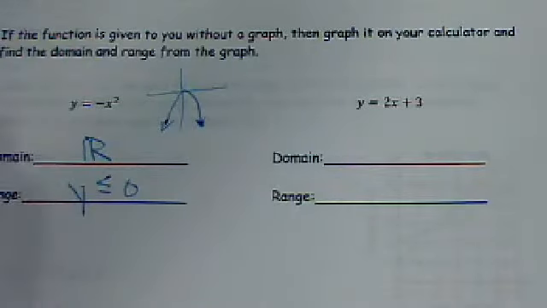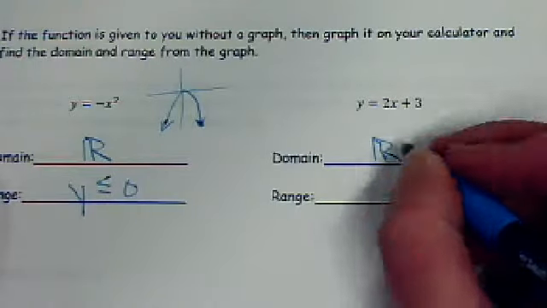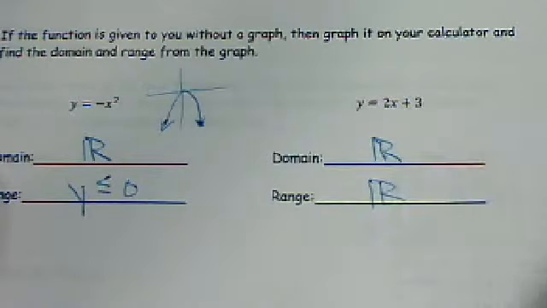The next one is y equals 2x plus 3. That is a line. So the domain would be all real numbers. The range would be all real numbers.